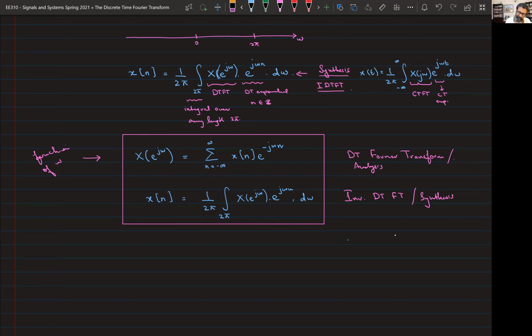Okay. All right. So this is the Fourier transform, the inverse Fourier transform. Any questions about this before I solve some examples?